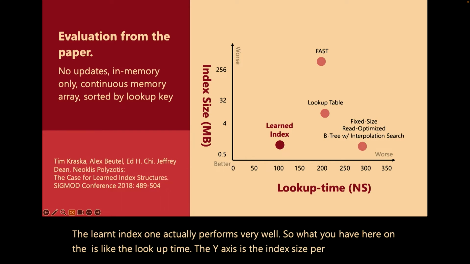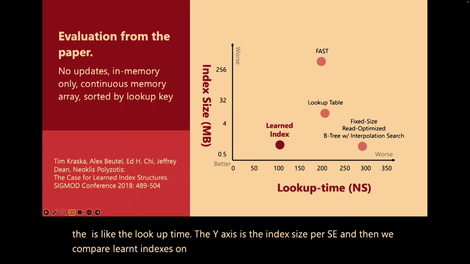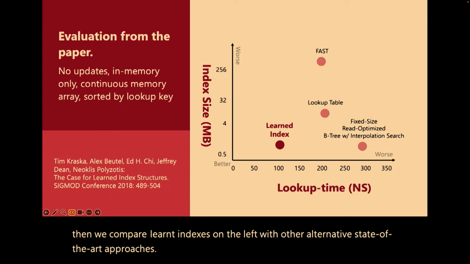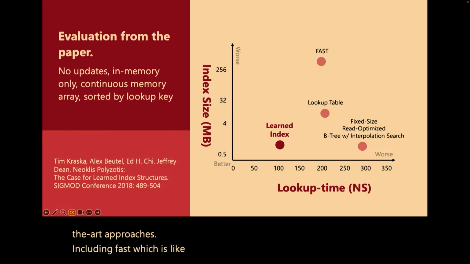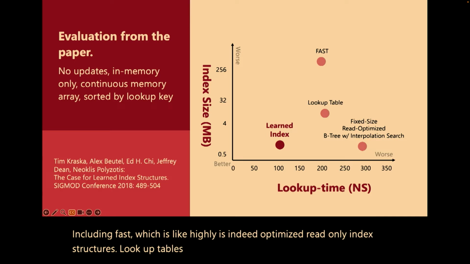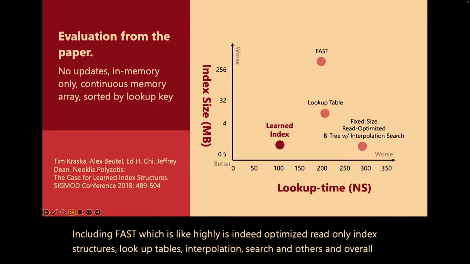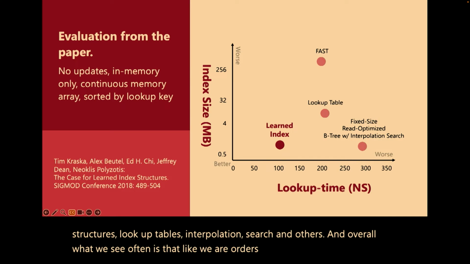And then we compared the learned index here on the left with other alternative state-of-the-art approaches, including FAST, which is a highly SIMD-optimized read-only index structure, lookup tables, interpolation search, and others. And overall, what we often see is that we are orders of magnitude smaller in size and roughly 2x faster in lookups for certain types of distributions.